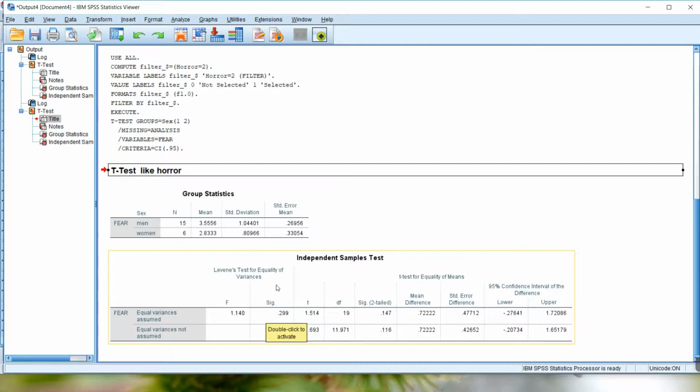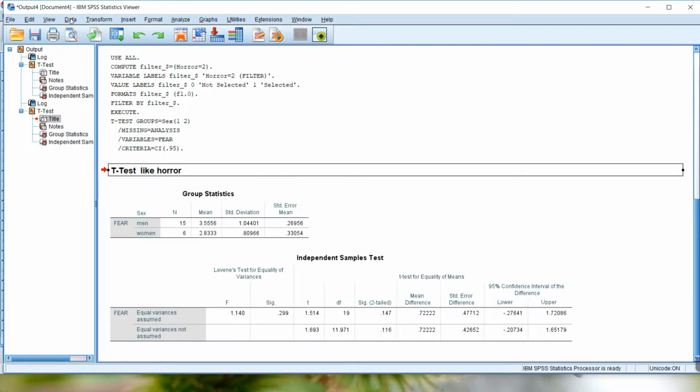We did find a violation in homogeneity of variance. We are just going to look at equal variances not assumed, since that was the case with the initial two-way. And we can see that the difference is not significant. Wouldn't matter actually which one we looked at here. They're both not significant. So there is no statistically significant difference between men and women when they like horror movies. All right, and there are their means, their mean fear score.